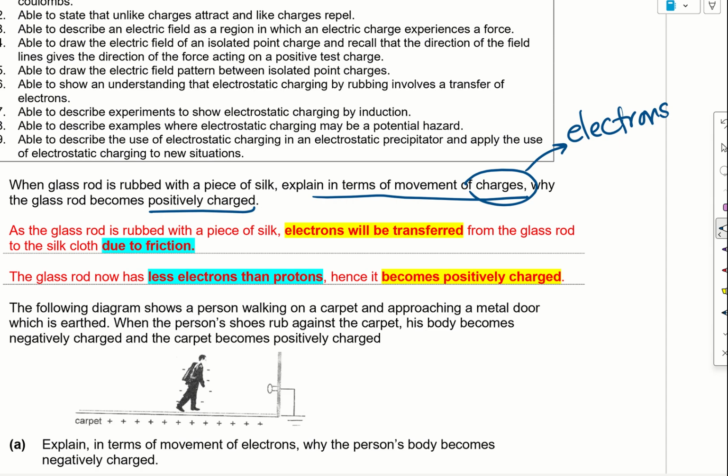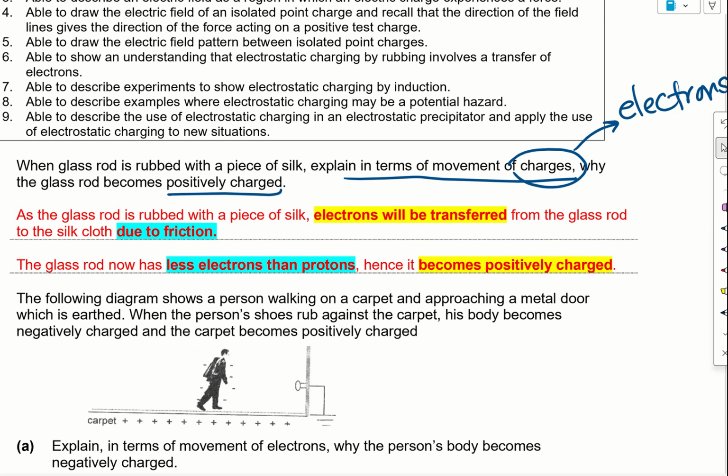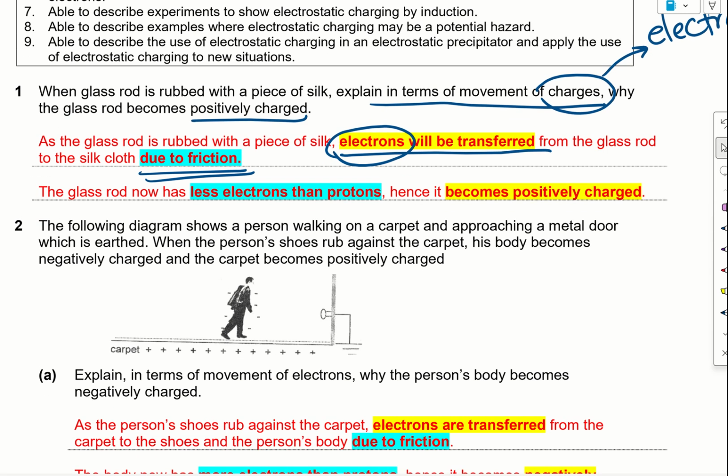So you don't actually have to memorize whether the glass rod or the silk becomes positive or negative. They will tell you that a certain object A becomes positive and object B becomes negative, and then you just have to explain in terms of movement of charges. So the answer is that as the glass rod is rubbed with a piece of silk, the electrons will be transferred from the glass rod to the silk cloth due to friction, because they are both non-metals. So they have to go through charging by friction.